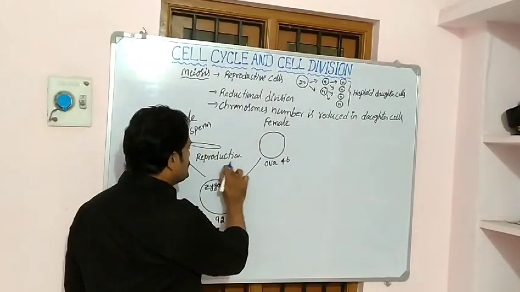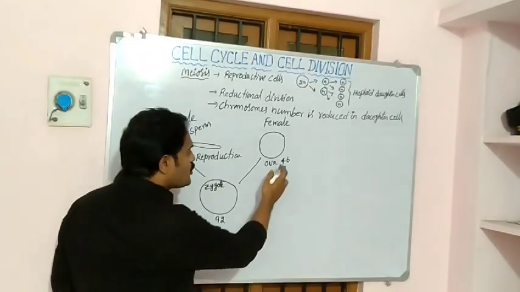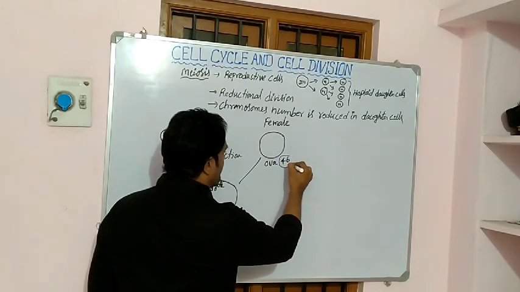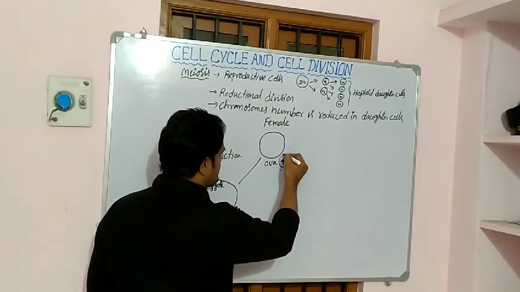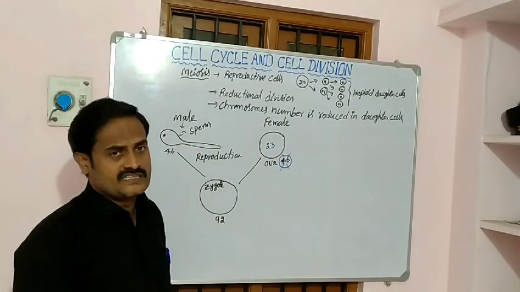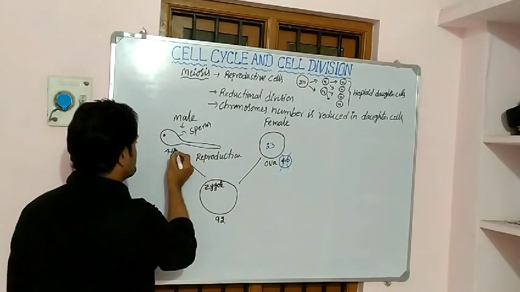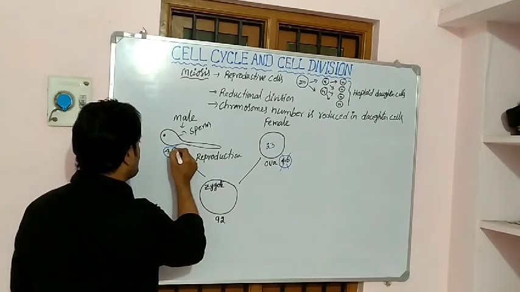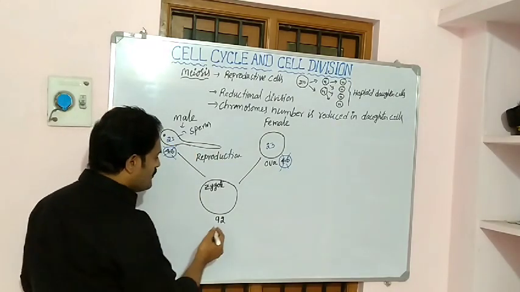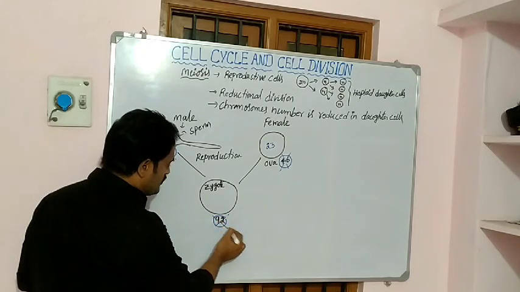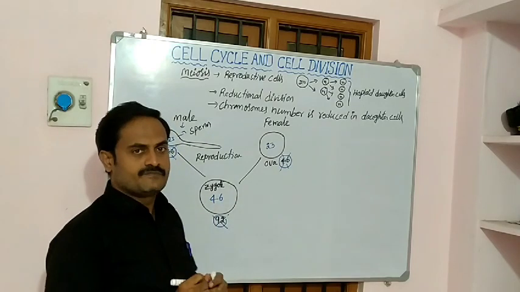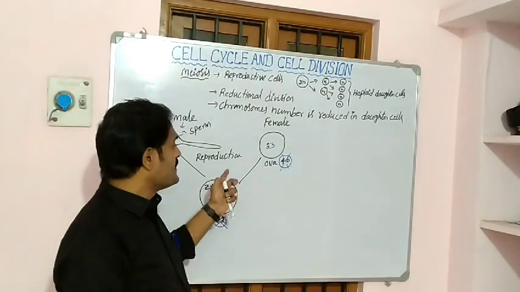For that reason, during the reproduction time, the chromosome number is reduced by half. The chromosome number 46 will not stay like this; it will be reduced to half, which means 23 chromosomes. Here also, during reproduction, the chromosome number is reduced by half. Then how many chromosomes will be present in the zygote? 23 plus 23, a total of 46 chromosomes. So this is the importance of meiosis.